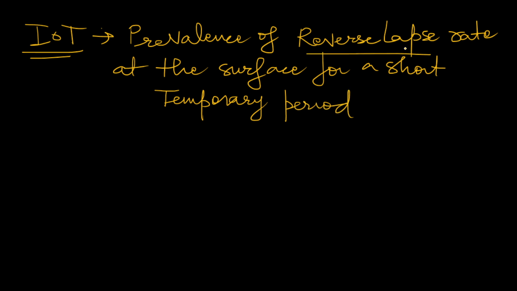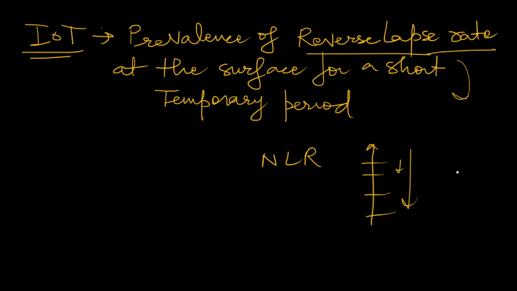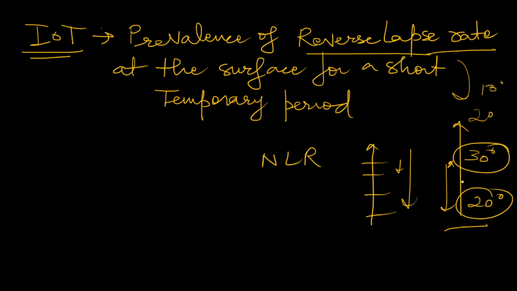First of all, you should understand normal lapse rate. So what is normal lapse rate? As you go above, the temperature decreases. But what happens in reverse lapse rate? As you go above from the ground surface, instead of the temperature decreasing, it increases. Suppose the temperature is 20 degrees here, the temperature would be 30 degrees above. So this condition is called reverse lapse rate.